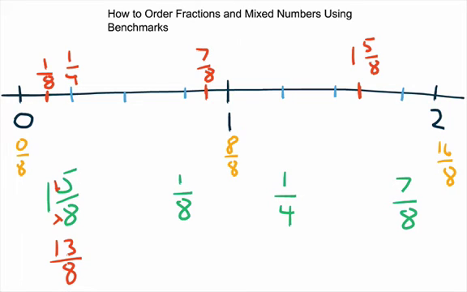Now we've placed these on the number line. We can see that, to the best of our knowledge anyway, using benchmarks, they've been placed correctly. The correct order, smallest to biggest, would be 1 out of 8, followed by 1 out of 4, followed by 7 out of 8, followed by 1 and 5 out of 8. This is how to use benchmarks to order fractions and mixed numbers.